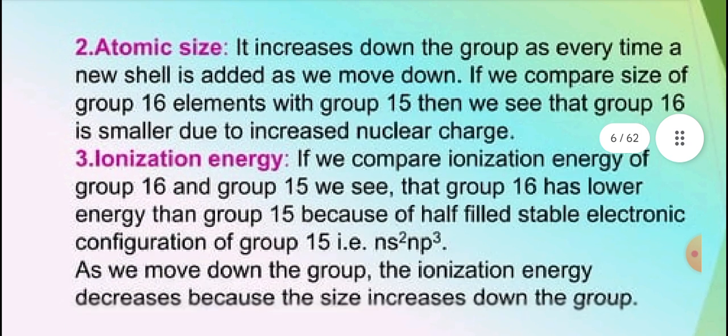Atomic size generally increases down the group, as a new shell is added every time we move down. This is true because when we move down the group, there is the addition of new shells each time. So with the addition of new shells, the distance between the center of the nucleus and the outermost shell increases gradually. So atomic size also increases gradually. But if we compare the size of group 16 elements with group 15, then we see that group 16 is smaller due to the increased nuclear charge.